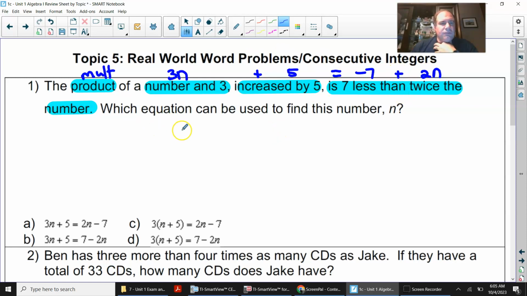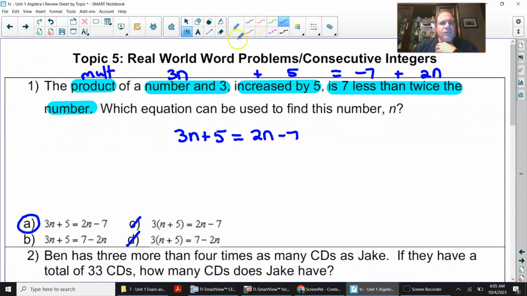All right? So let me just rewrite this. 3n plus 5. The product of a number and 3, increased by 5, is equals. 7 less than twice a number. I'm going to put the twice a number first. 7 less than that is this. So A is your answer. And that's it.